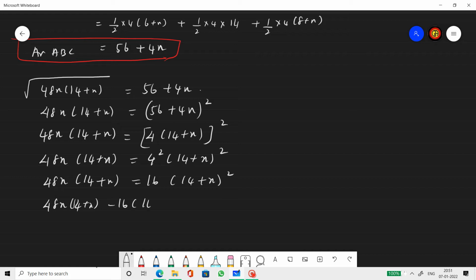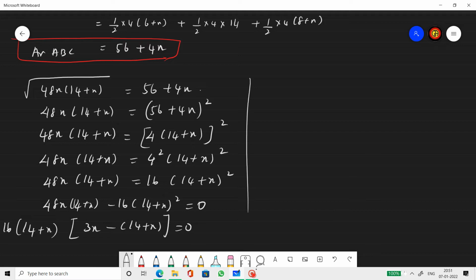Minus 16 times (14 + x) the whole square equals 0. Now take (14 + x) common out as well as 16. If you do so, you get 3x minus (14 + x). So we get 16 into (14 + x) into (2x − 14) equal to 0, which means (14 + x) into (2x − 14) equals 0.